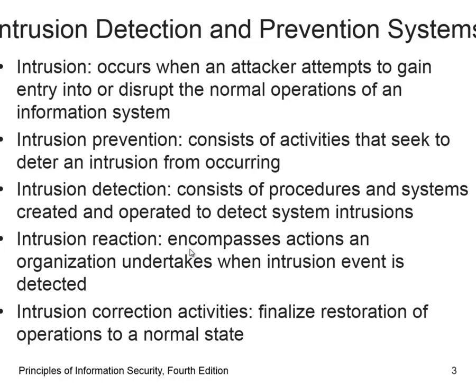In addition, it consists of procedures and systems that are created and operated to detect system intrusions. Intrusion reaction encompasses the actions an organization undertakes when an intrusion event is detected. Intrusion correction activities finalize the restoration of operations to a normal state, and seek to identify the source and method of the intrusion in order to ensure that the same type of attack cannot occur again. They return to intrusion prevention, thus closing the incident response loop.